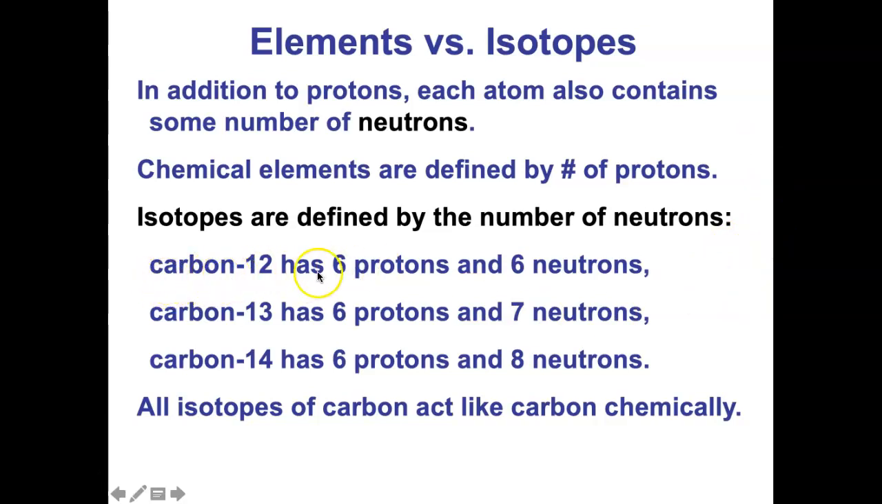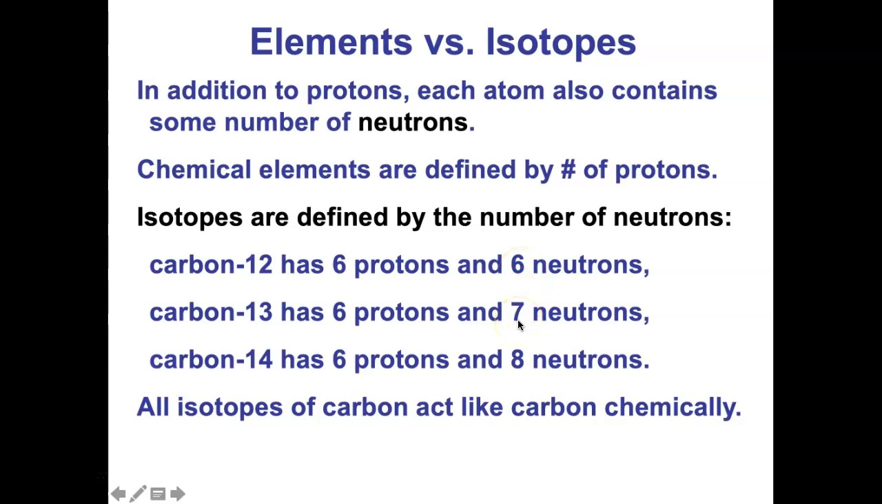The element carbon tells you the number of protons, right? It's carbon. All carbon has 6 protons. The number of the isotope, like say carbon-12, tells you the total mass of the particle, the number of protons plus neutrons. So carbon-12 has 6 protons and 6 neutrons. It's carbon, so it must have 6 protons, and then the other 6 particles are neutrons.